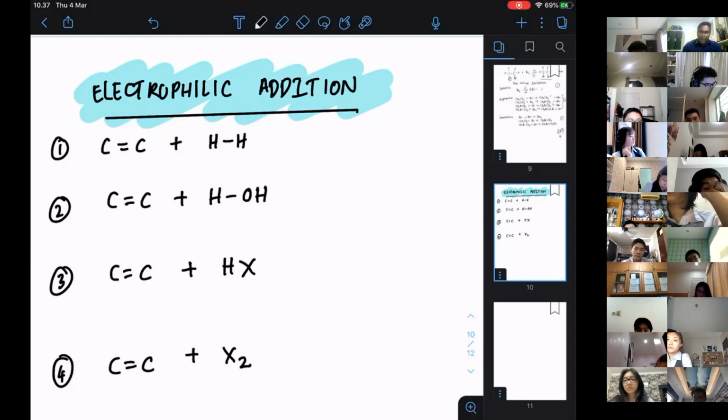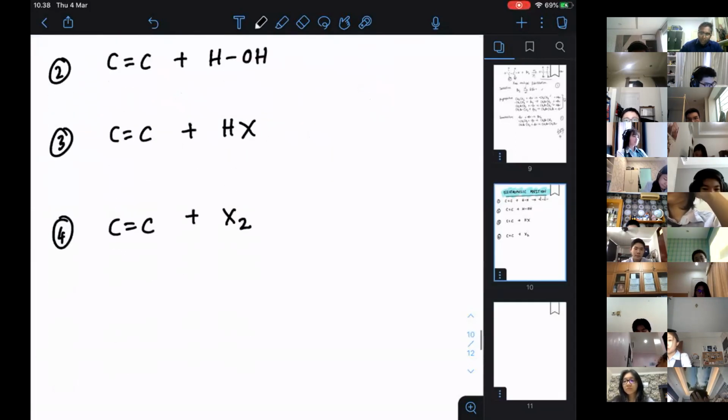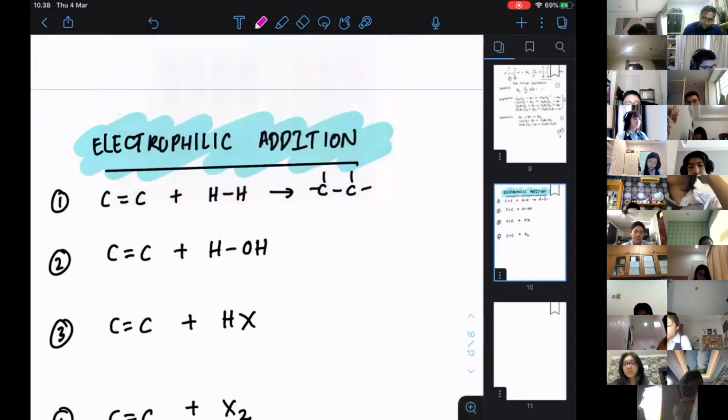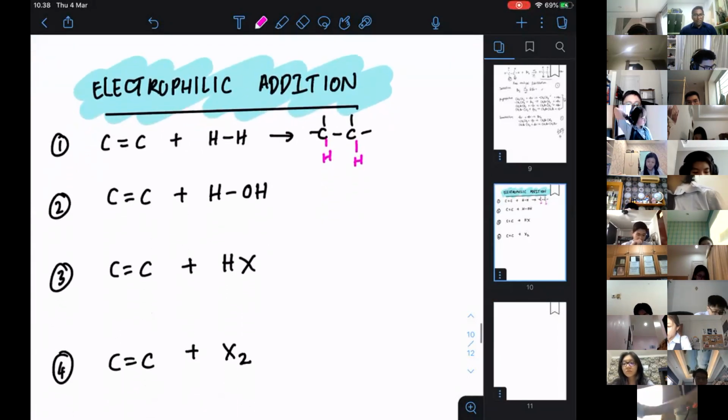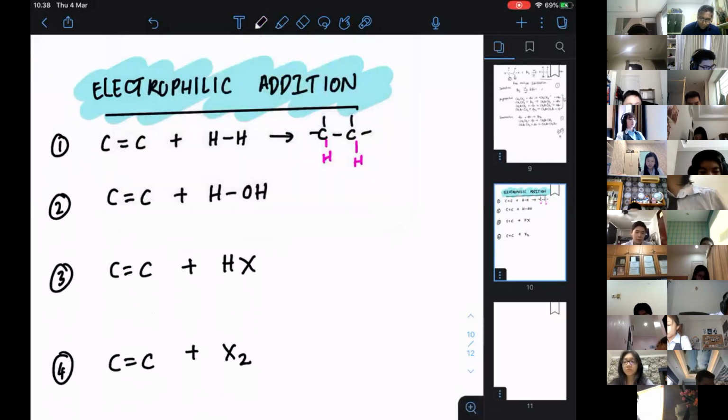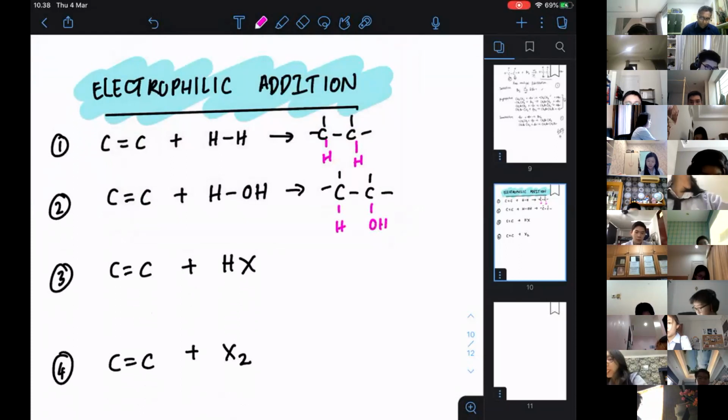But generally, the double bond is going to be broken, and you are going to have a saturated compound, where the H will come over here and another H will come over here. This is addition. For addition with steam, you are going to get the same, a saturated compound. The double bond is broken, so one of the H will come here, another OH will come here.